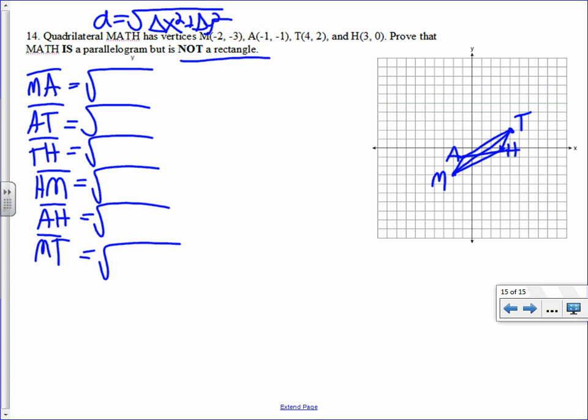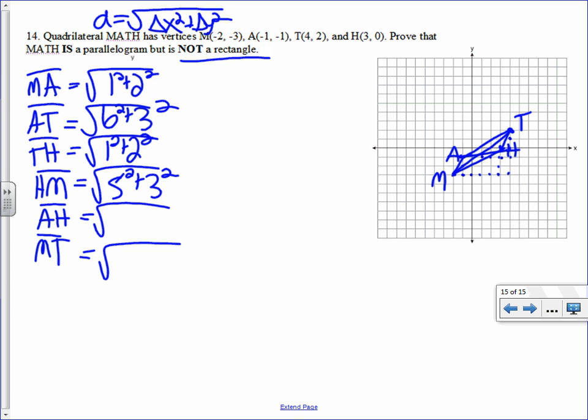Let's start with MA. 1, 1, 2. AT. 1, 2, 3, 4, 5, 6. 1, 2, 3. TH. 1, 1, 2. HM. 1, 2, 3, 4, 5, 6. 5. Oops. 5. 1, 2, 3.